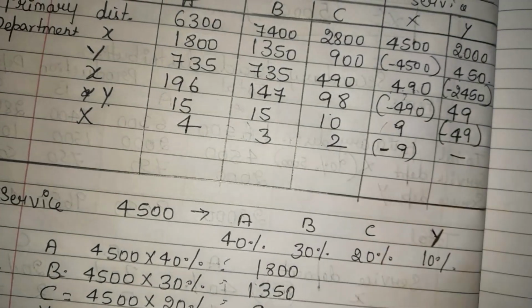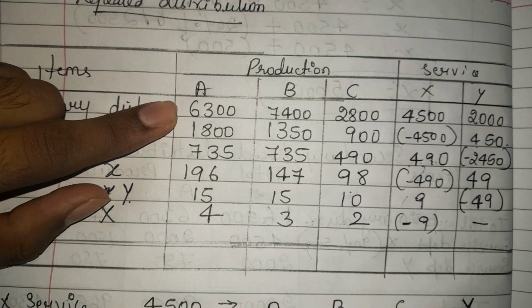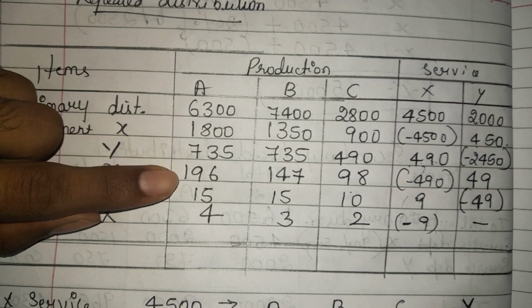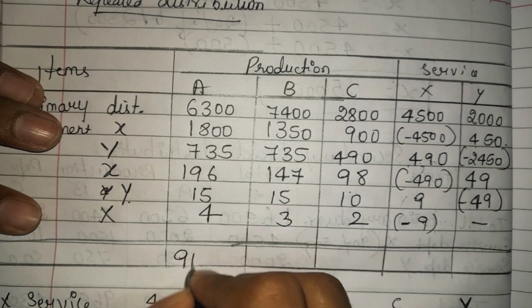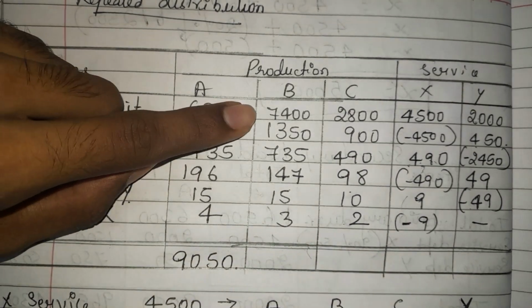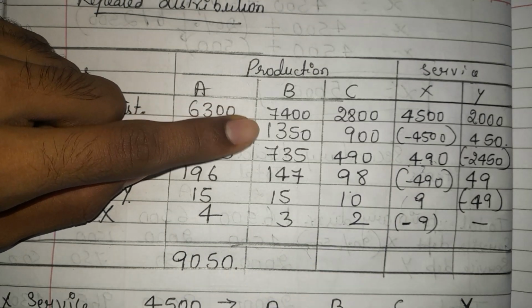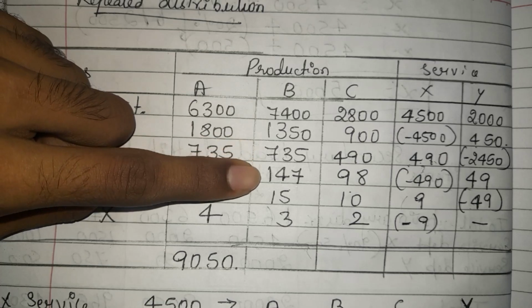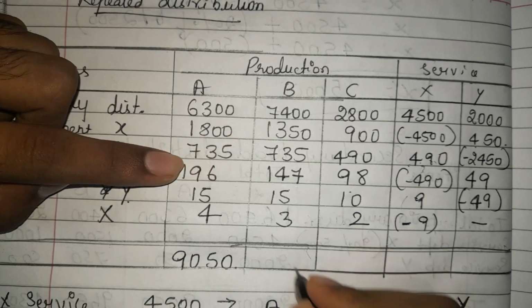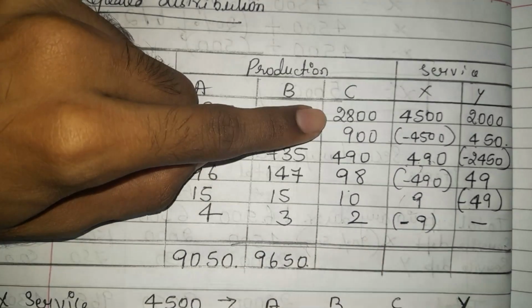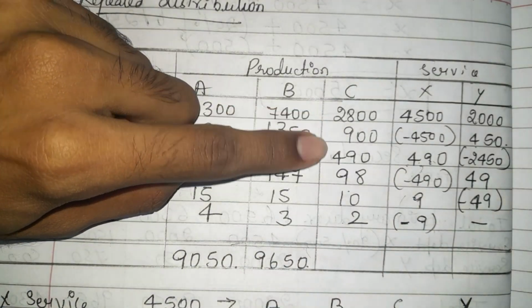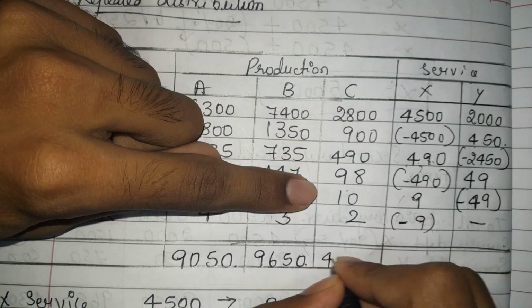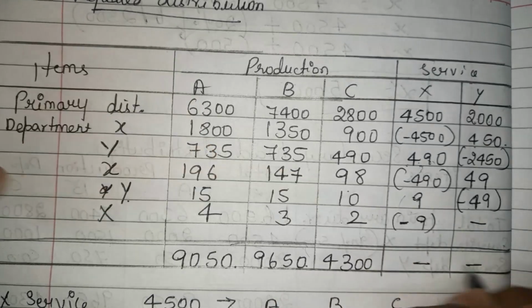So now add all these expenses. A column: 6300 plus 1800 plus 735 plus 196 plus 15 plus 4. It will be 9050. And here 7400 plus 1350 plus 735 plus 147 plus 15 plus 3 rupees. It will be 9650. Here 2800 plus 900 plus 490 plus 98 plus 10 plus 2. It will be 4300. Here you have already distributed, so no expenses will come.